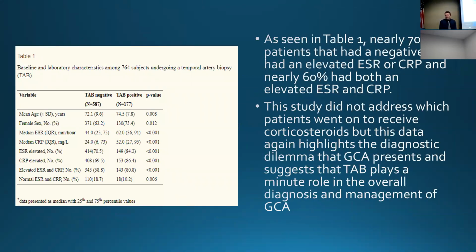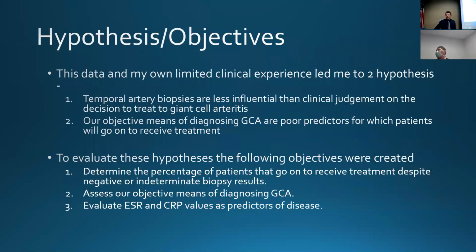And then looking at after they received a temporal artery biopsy, those patients that had a negative temporal artery biopsy, I want to draw your attention to this: 70% had an elevated ESR or CRP despite having a negative temporal artery biopsy, and close to 60% had elevated ESR and CRP. So this just gets at this diagnostic dilemma of how do we go about diagnosing this? Is there a good way to better assess this? And it led to my investigation of how we approach it at KU.